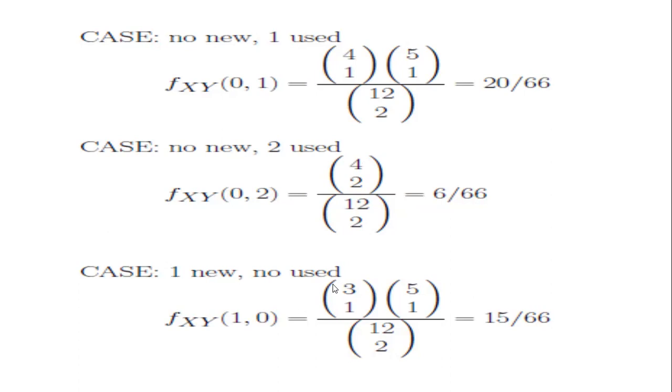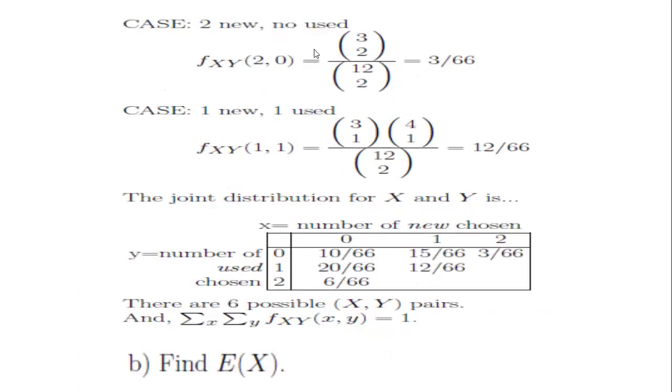One new, no used: 5-1 is for the defective, 3-1 is for the new. Divided by 12, 2, so we're calculating all of these together. Similarly, two new and no used, and one new and one used. So I have these 6 possible combinations.